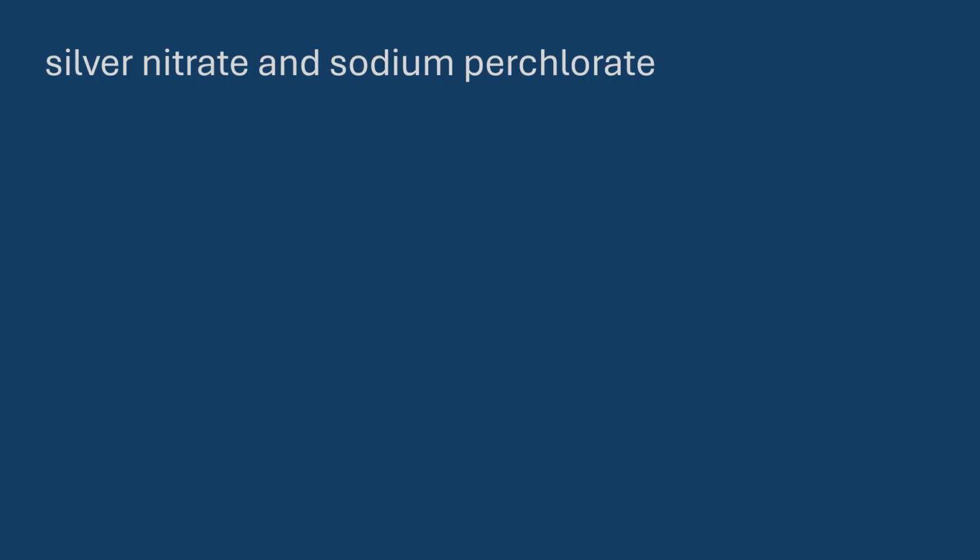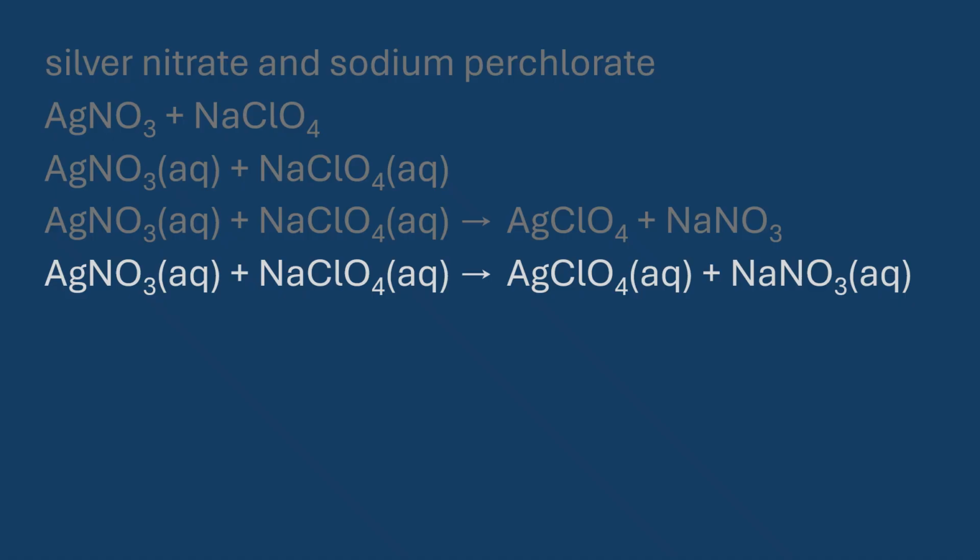Lastly, let's write the net ionic equation for the reaction of silver nitrate and sodium perchlorate. Here, when we review our reaction in hopes of an important product, we don't see one. Everything here is aqueous. That means that we started with a bunch of ions floating in solution, and then after we mixed those ions, they're still floating in solution.